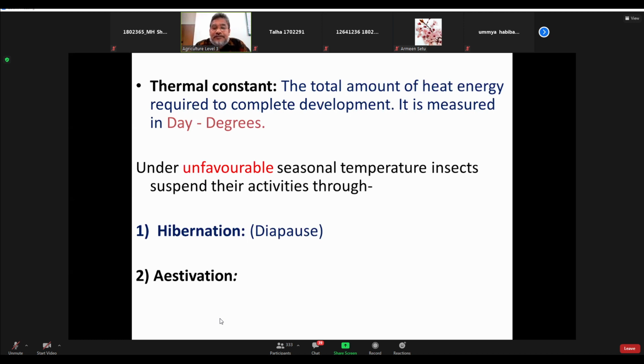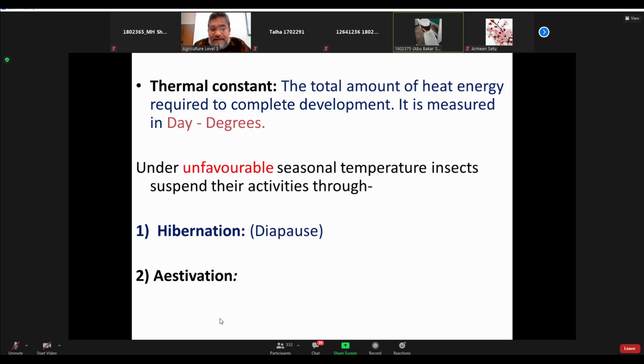They will go into hibernation. Sir, but they are cold-blooded. Make it clear. What did you want to know? Insects are cold-blooded animals, but they are going into diapause.